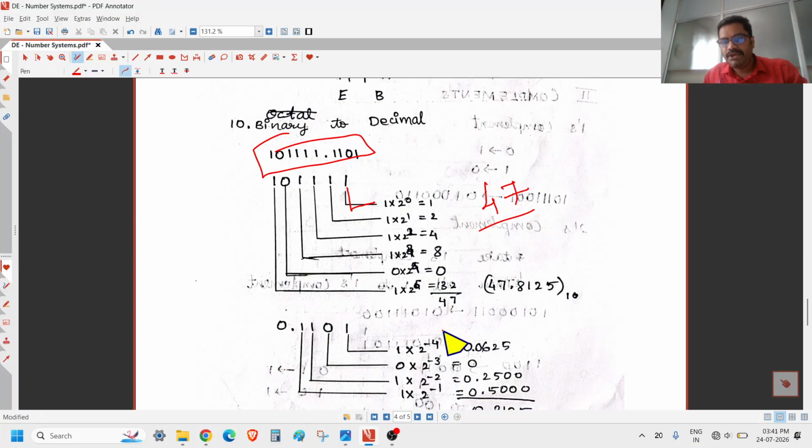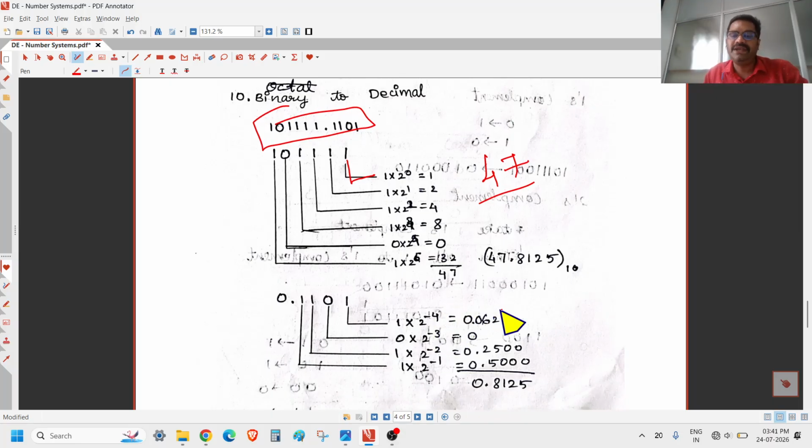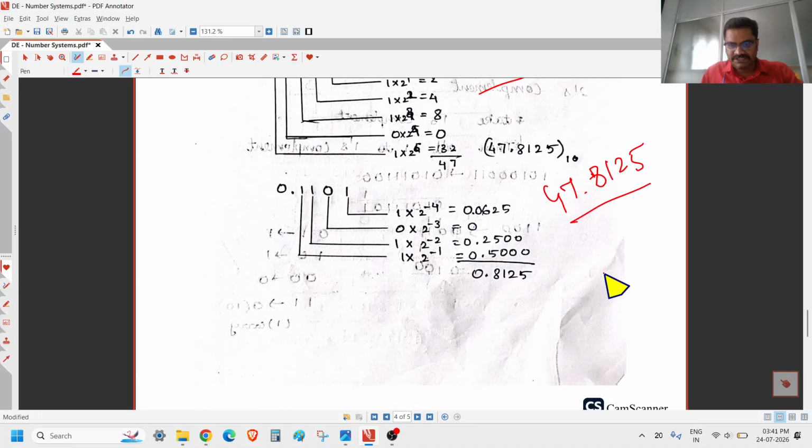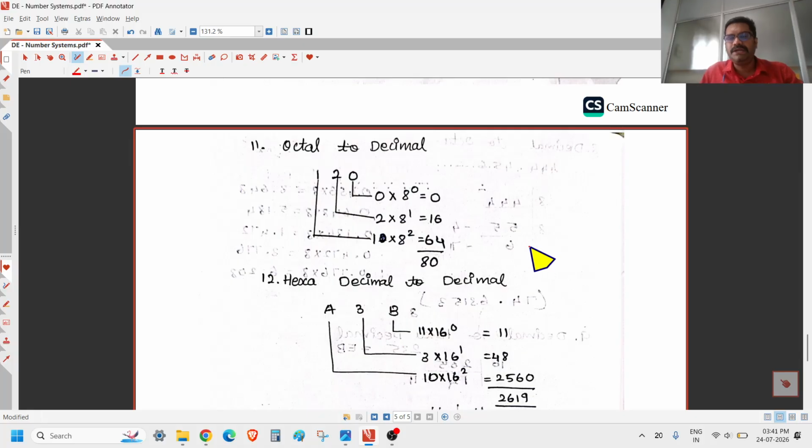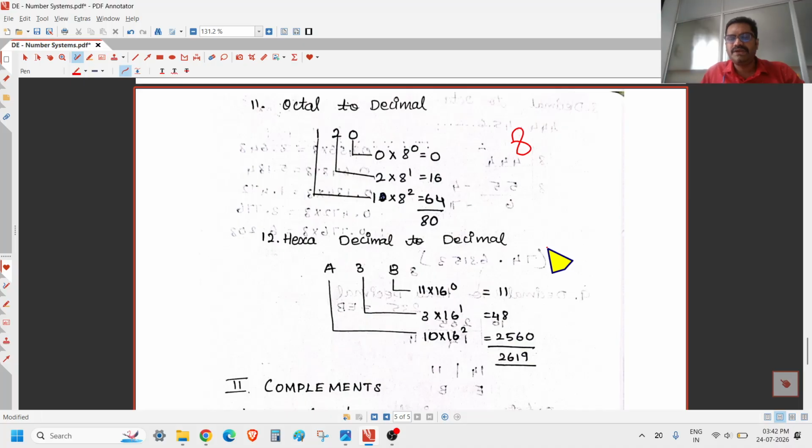And for the pointed number, you have to make a multiplication by 2 power minus, right? So for that, the answer is 0.8125. So the final answer is 47.8125. Likewise, you have to calculate for binary to decimal conversion. In the case of octal to decimal conversion, we have to make the multiplication by 8 power 0, and so on, because the base of octal is 8. Likewise, for hexadecimal to decimal conversion, we have to multiply by 16 power 0, 1, 2, like so, right? Because the base for hexadecimal is 16.